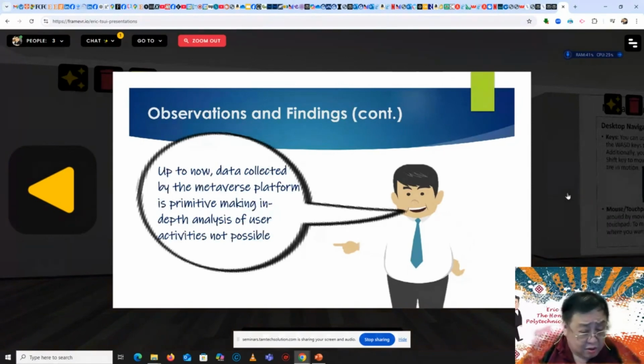Up to now, the data collected by the Metaverse platform is still primitive, to say the least, put it this way. And it requires additional routines in order to analyze. And that has to improve. If we're going to use the Metaverse as a platform for data collection, and we want to improve teaching and learning in a data-driven way, the collection and analysis of data has to be improved, not just in the FrameVR.io platform, but in other platforms as well.